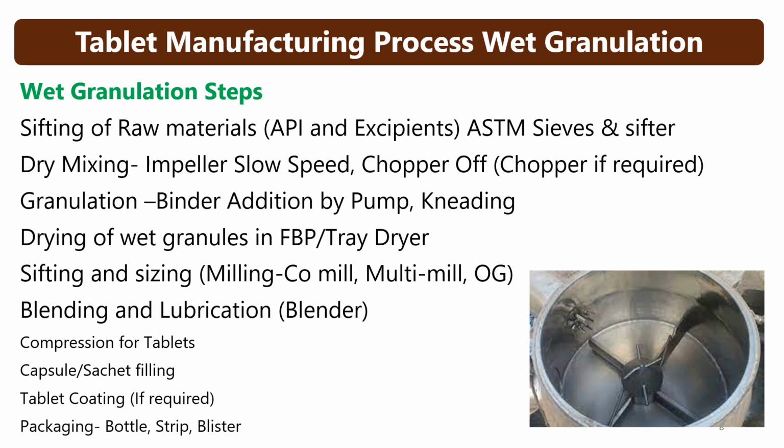So first step is the shifting of APIs. Particular sieves are taken as per the bulk density and particle size of the raw materials. Then dry mixing is done for 10 to 15 minutes with impeller slow speed and chopper off. Sometimes chopper is started if required. Granulation is done by binder addition by pump or by spray, and then kneading is done. Drying of wet granules in FBP or tray dryer. Shifting and sizing of granules, blending and lubrication. So after that you can go for compression or capsule filling.